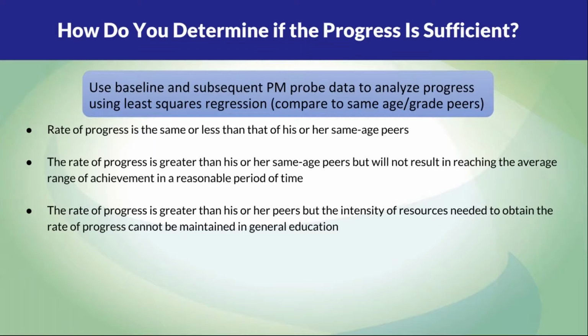And the third one, and this is the one I think is the most interesting and, in my experience, one of the most underutilized in the field, is this idea that the rate of progress is greater than the peer, but the intensity of resources needed for that to happen basically warrants specialized instruction, right? The reason that progress is what it is is because of the amount of resources and supports being put into it, and that's not sustainable in our normal multi-level system of support processes. So those are the 3 ways that you meet the insufficient progress criteria.